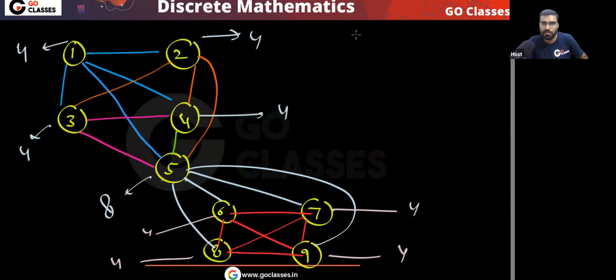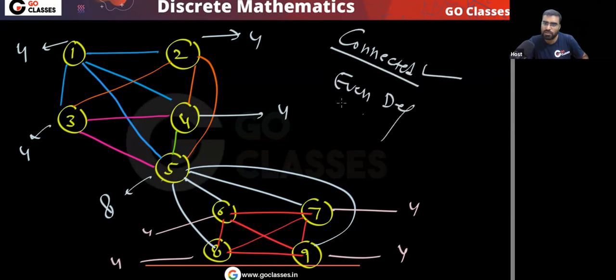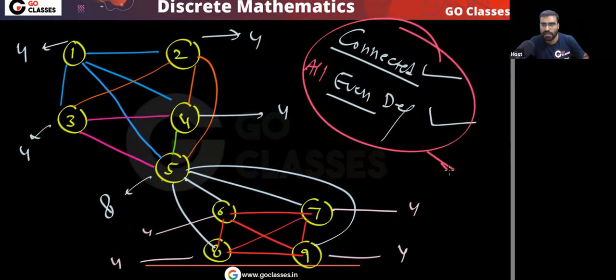So degree is also even. This graph is connected also, and this graph has even degree also. All even degree vertices. Okay. So I can say, because of these two, there is an Euler circuit. Yes or no? Euler circuit exists.